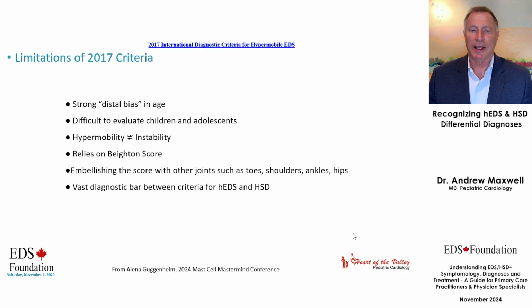Okay, finally, there's a vast diagnostic bar between the criteria for hypermobile Ehlers-Danlos syndrome and hypermobile spectrum disorders. In other words, very, very difficult to achieve the first diagnosis, very, very easy to achieve the second diagnosis, and perhaps even such that it's considered overly diagnosed for the second.